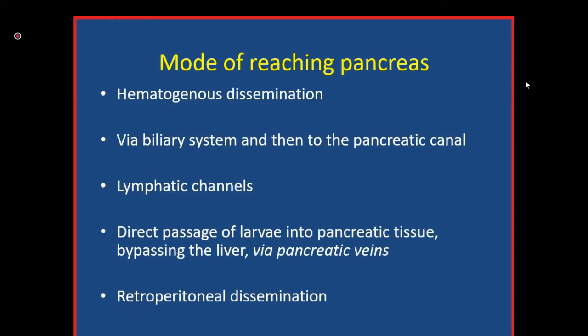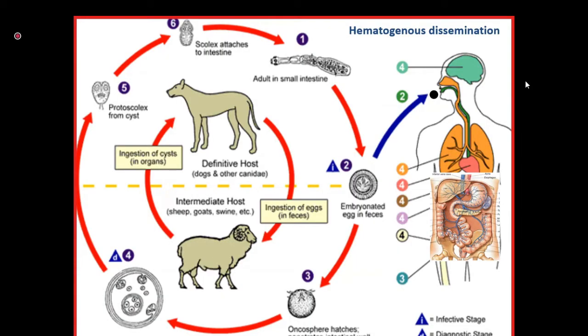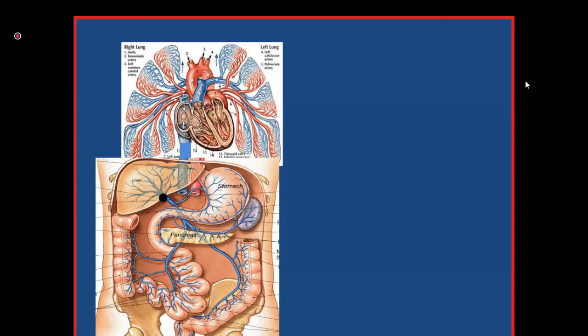How does it reach the pancreas after ingestion? There are various routes, like hematogenous, the biliary system, or lymphatic channels, that I am going to explain. These are the embryonated eggs. These embryonated eggs are the infective forms. Once you ingest them, they reach the stomach, and from there go to the portal circulation and reach the liver. Liver acts as a first filter for these infective forms. That's why the liver is the most common site for the hydatid cyst in the whole body.